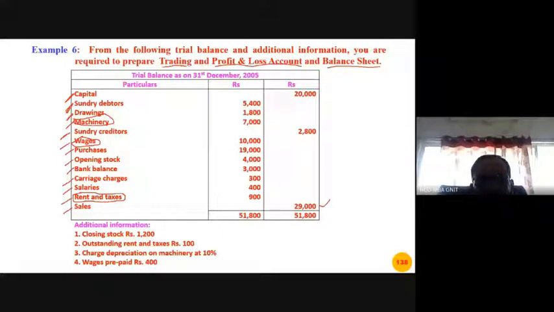In this problem, sales are given, but no sales returns are given. So there are no sales returns in the debit column. Only sales are given. So these sales 29,000 is regarded as the net sales. When sales returns are given, we can show sales in the inner column, then we deduct sales returns, and the net sales can be shown in the outer column. But here in this problem, there are no sales returns. Yes, go to trading account.